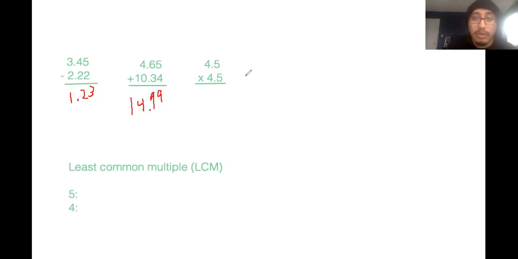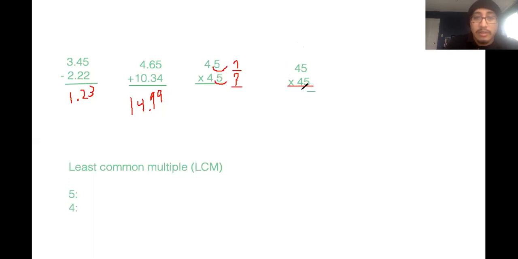Now, multiplication. Again, you could do it two ways. You could get rid of the decimal or you can leave it. In this case, I'm going to get rid of it. So in order to get rid of it, I have to move the decimal once to the right. And then I have to also move this one once to the right. So in total, I moved it twice. So you have to remember that later. So what happens is it's going to become 45 times 45. We have 45 times 45.